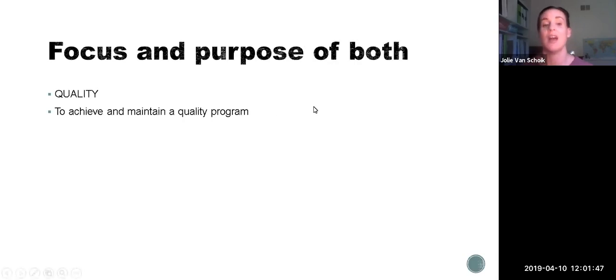And once again, the focus and purpose of both assessments and evaluation is quality, to achieve and to maintain a quality program. What is quality?